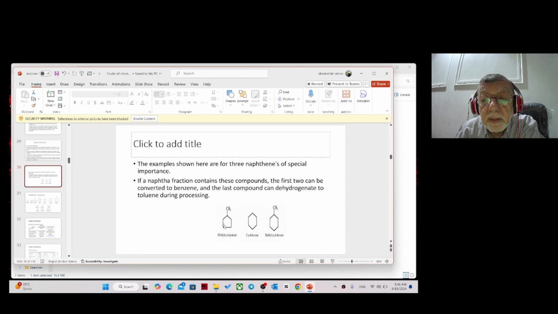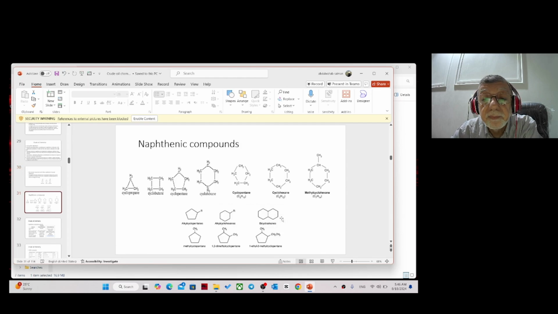And this is also converted or isomerized to benzene during the dehydrogenation reaction. If it becomes methyl benzene, it is called toluene during processing. So this is very important for treating compounds in naphtha. This is another example of a cyclo compound or cycloparaffin or naphthene.